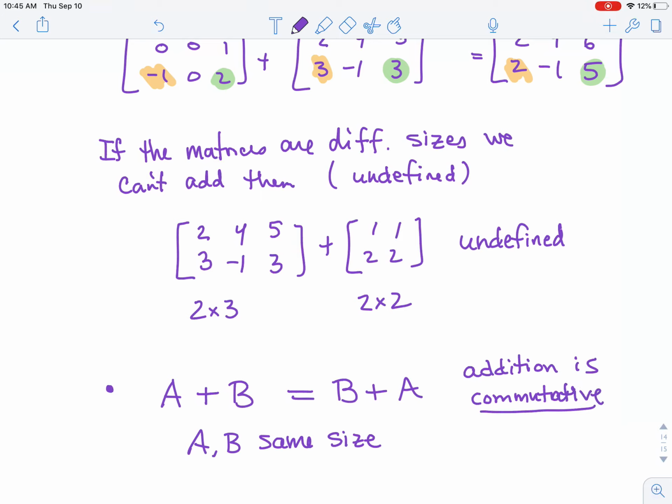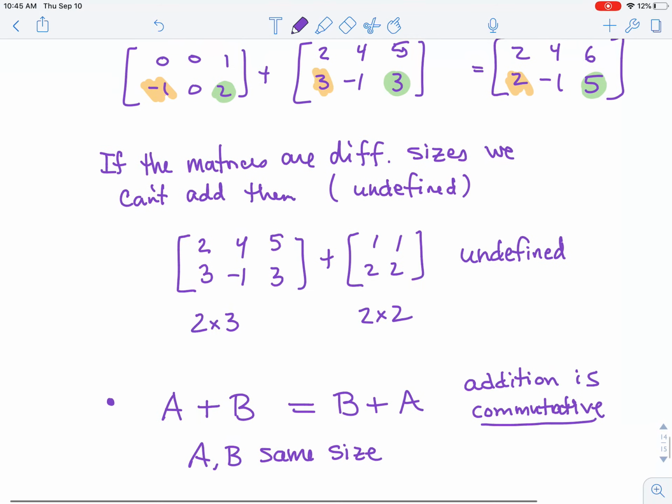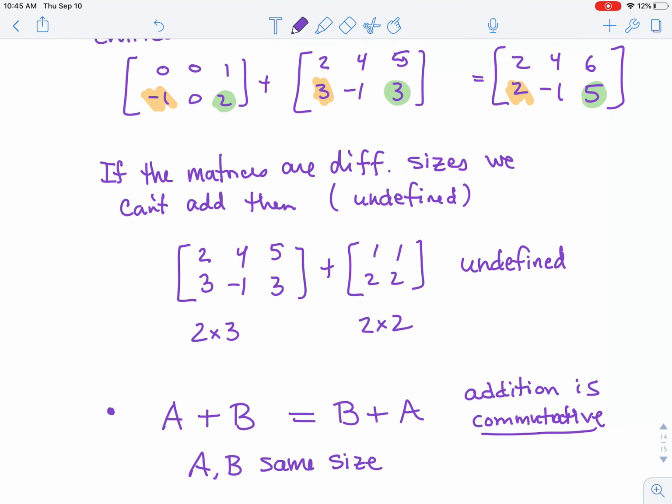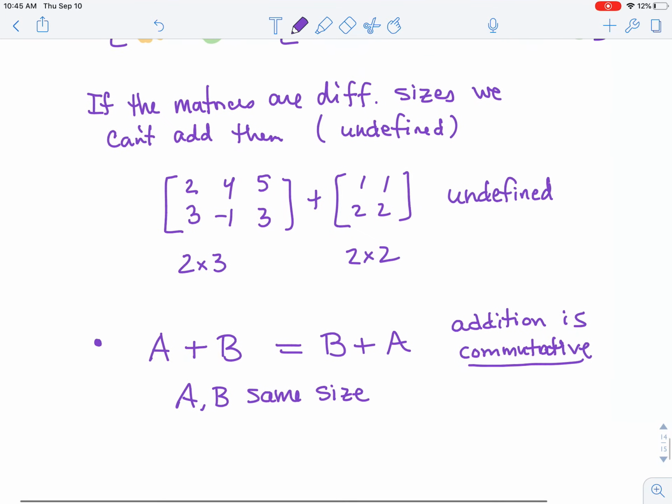Okay? And we'll talk about commutativity a little bit later today, and we'll see that it's not true when we multiply matrices. It is true when we add, and we're going to see matrix multiplication is a lot more complicated. Okay? So that's how we add matrices.